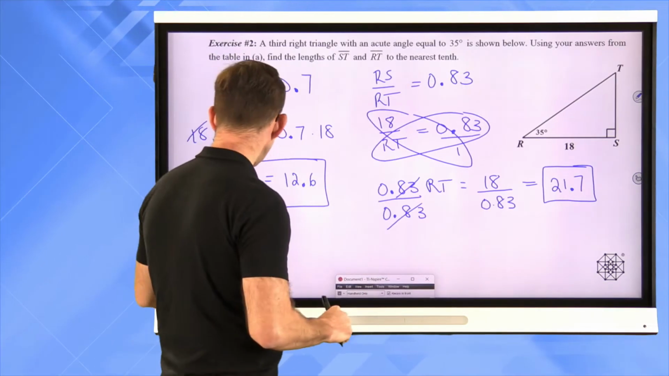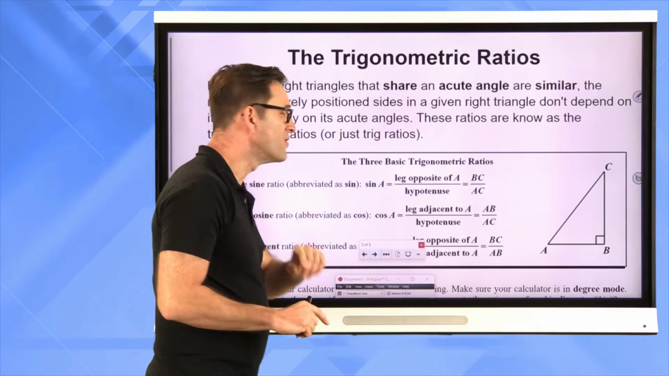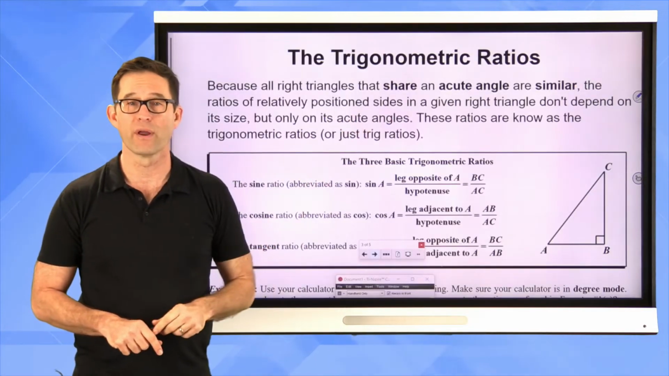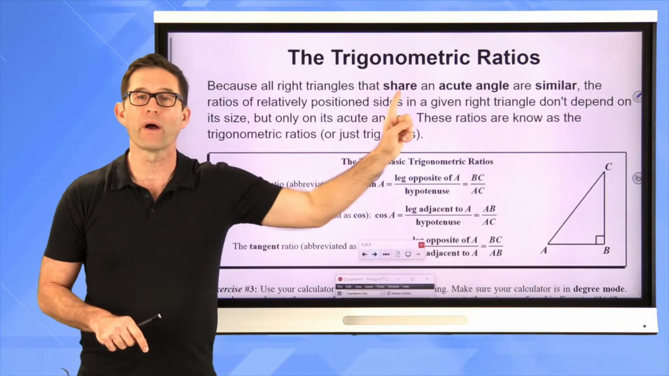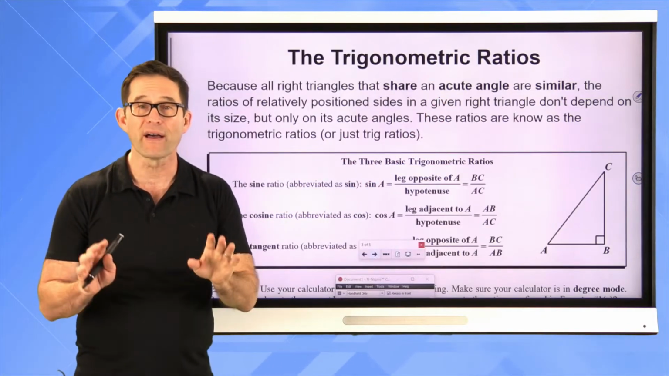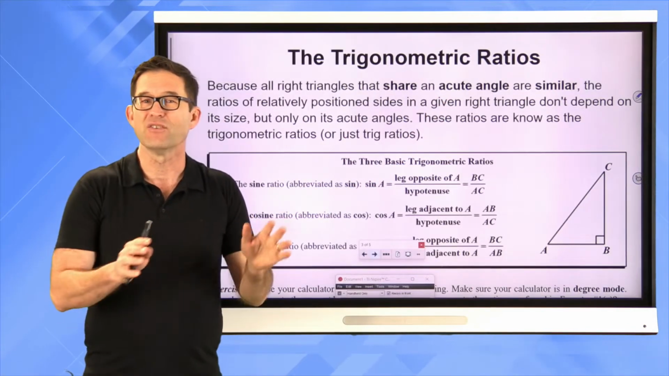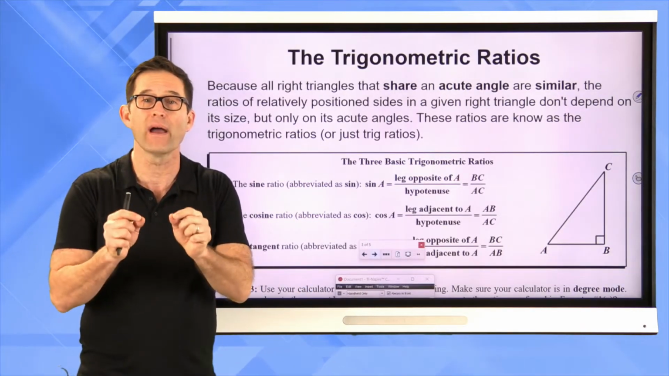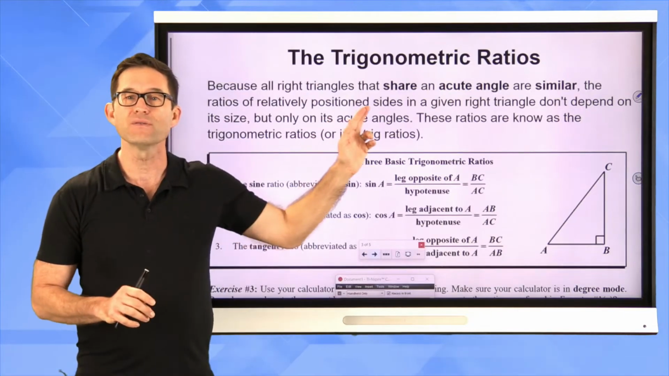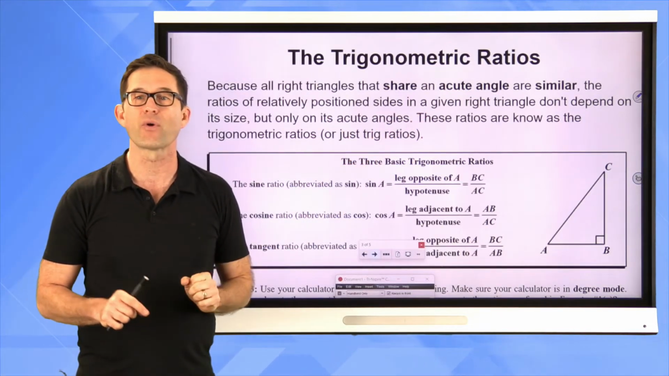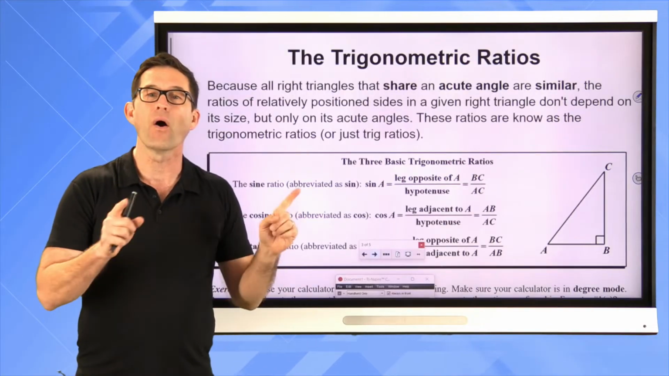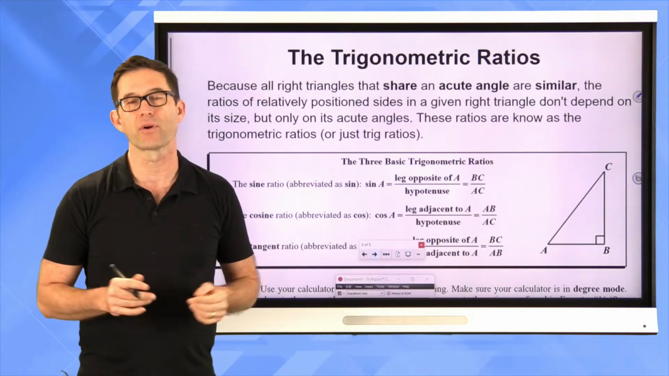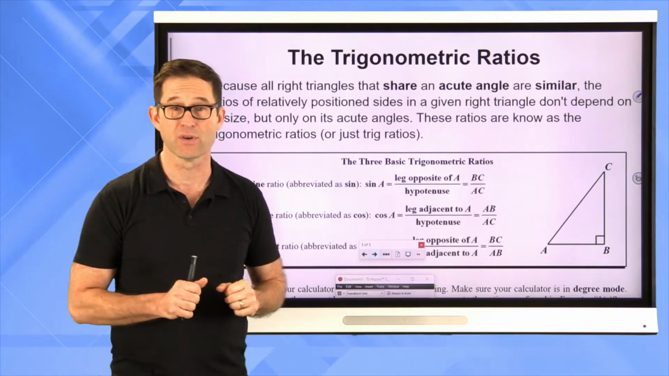So now this brings us to the entire thrust of this particular unit in geometry, the trigonometric ratios. Because all right triangles that share an acute angle are similar. Now that's extremely important, right? If they share an acute angle and it's a right triangle, they have to be similar because they'll have two angles that are equal. The ratios of relatively positioned sides in a given right triangle don't depend on its size. They only depend on its acute angles. These ratios are known as the trigonometric ratios or just trig ratios, all right?